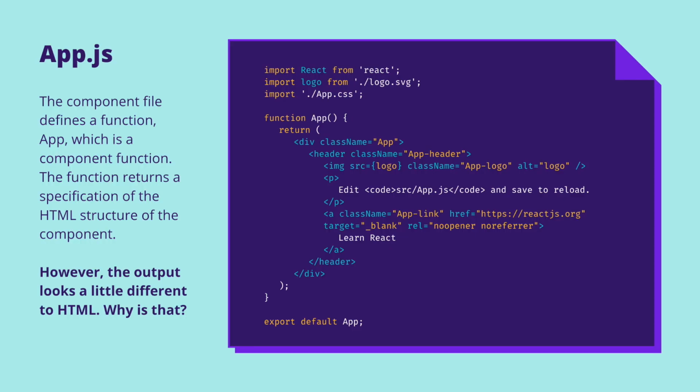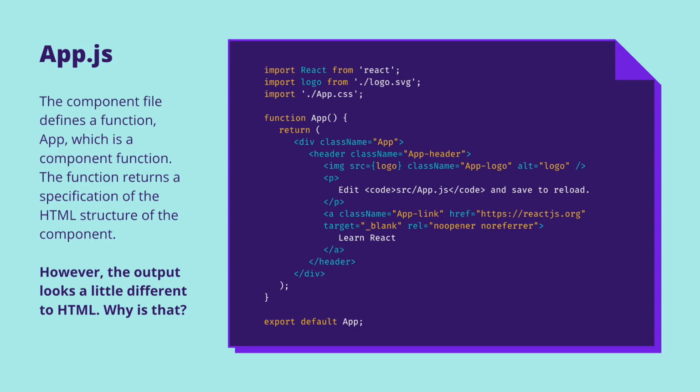Now, let's open the editor and take a look at source/app.js. App.js is our component file. At the top level, we import React. Then we see a function, app, which is exported from the file. In this case, app returns a specification for what the UI should look like.